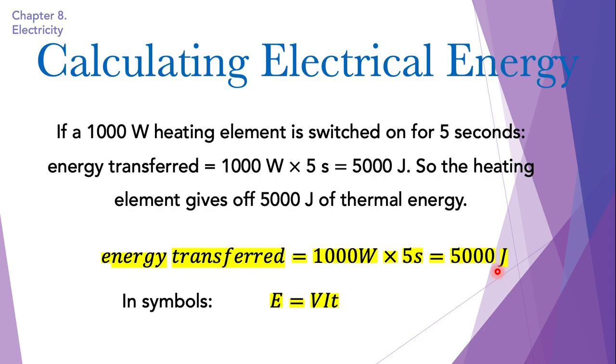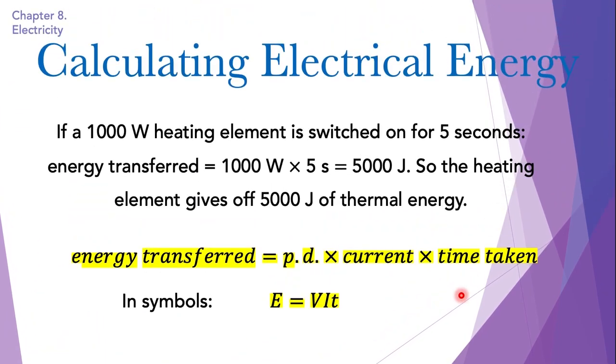Energy transferred is equal to potential difference times current times time. We are given the potential difference, which is 12 volts, the current, which is 2 amperes, and the time taken, which is 60 seconds. When we multiply all the values, we get 1440 joules of energy. All of this energy is transferred to thermal energy. So the energy transferred to thermal energy is equal to 1440 joules. I hope your answer is the same if you did the calculation correctly.